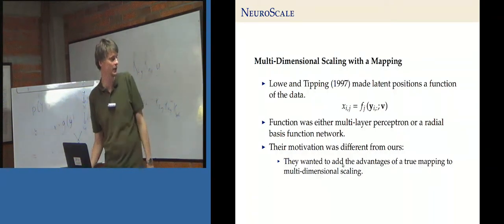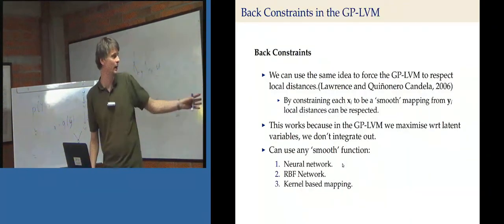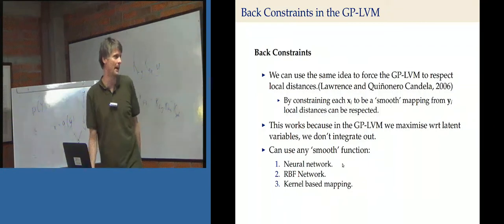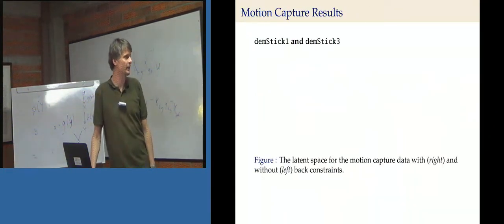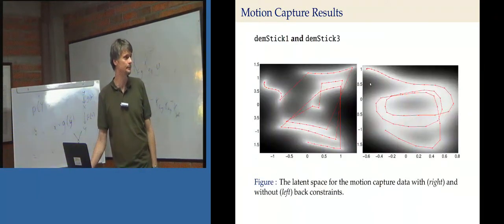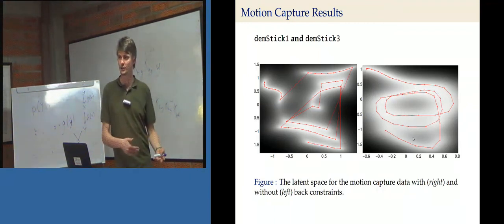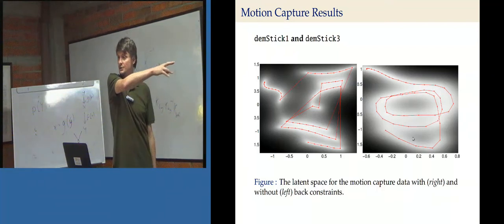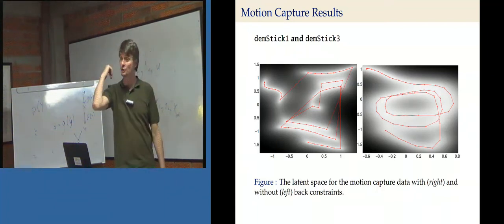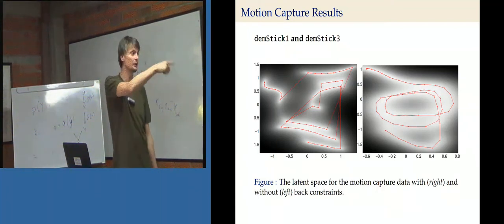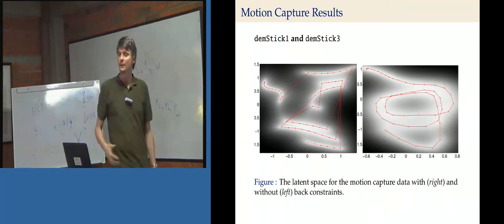You can put any function in here, like a neural network, an RBF network, a kernel-based mapping, and it does things like this. It changes the model. Now that the constraints are in both directions, it gets results that are lower likelihood. This was a constraint. This result is lower likelihood than the result on the left. But the model isn't correct.